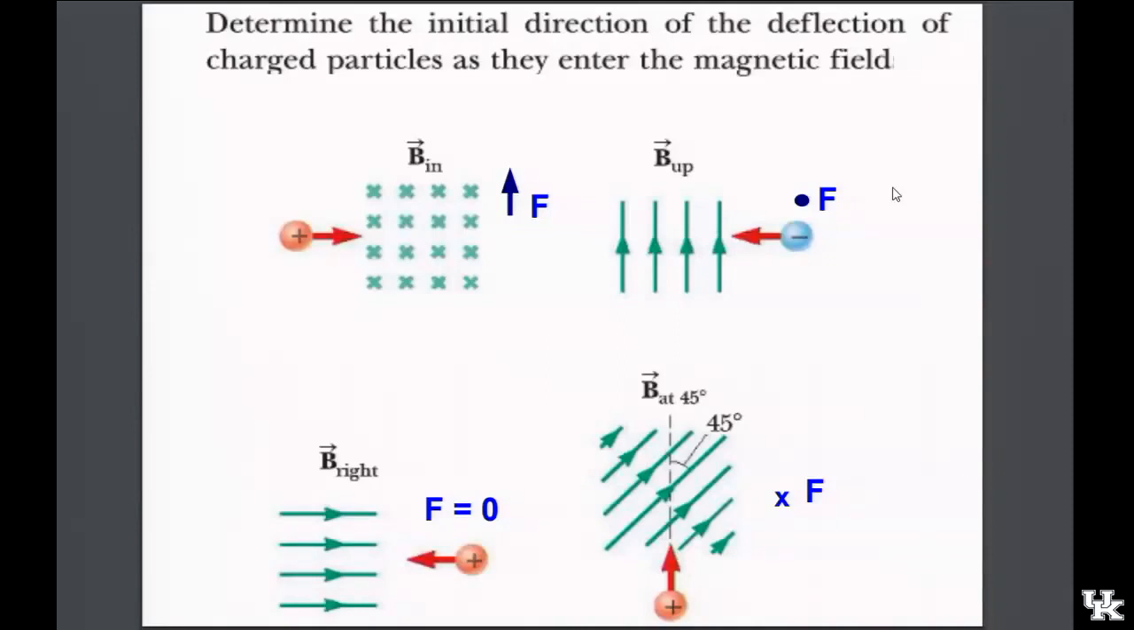My thumb then points in the direction of the force on a charged particle with that upwards motion in that 45-degree directed field. And so my thumb is pointing in towards the screen. That is the direction of the force on that positive charged particle. So that is what I've denoted here. This is a force that's in towards the screen on this charged particle. And so those are 4 examples, 4 illustrations of working with right-hand rule.